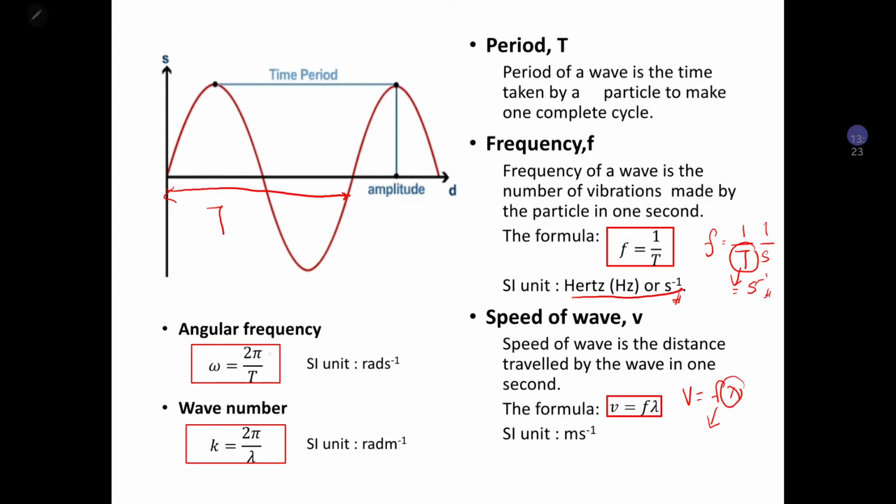Angular frequency pula adalah omega, which is omega sama dengan 2 pi over T. T is period. So the unit for angular frequency is rad per second. And wave number is equal to k is equal to 2 pi over lambda, which is lambda is wavelength. So the unit for wave number is rad per meter.